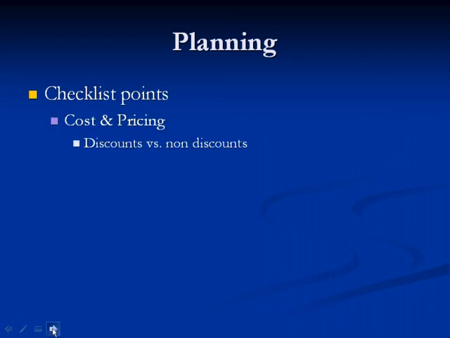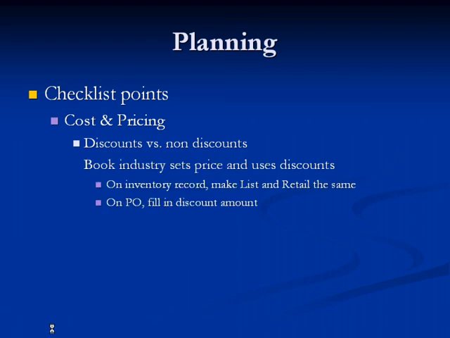When you're thinking about that, consider whether an item is discounted when you purchase it or not. What do I mean by that? Well, the best example of a discounted item is from the book industry because that's how the book industry works. The book industry will set the price that you're going to sell the item for and then give you a discount off of it. So when you're working with Anthology and you want to enter that type of record in, consider what you need to put on the inventory record.